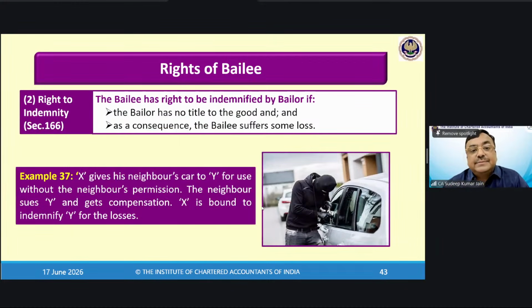Right to indemnity. The bailee has the right to be indemnified, to be compensated by the bailor, if the bailor has no title to the goods and as a consequence the bailee suffered some loss. This was the duty of the bailor. Same example: X gives his neighbor's car to Y for use without the neighbor's permission. The neighbor sues Y and gets compensation. Now X is bound to indemnify for the loss. Please read the example.